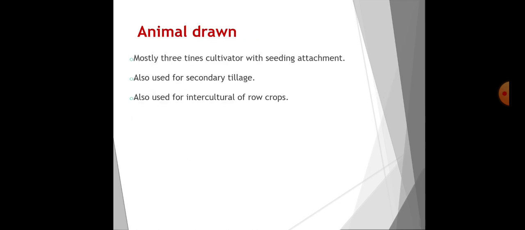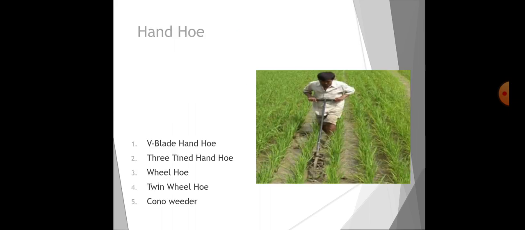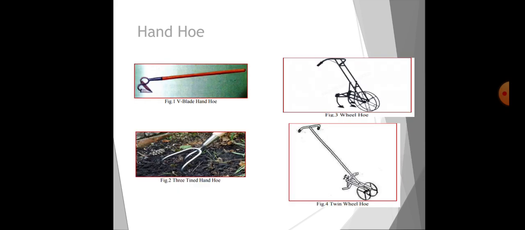Next, we see the animal drawn implement. Mostly 3-tine cultivators with seeding attachments are provided. It is also used for secondary tillage and for the interculture of row crops. Next, we see the different types of hand hoe used for removing the weeds. First, we see the V-blade hand hoe, a 3-tined hand hoe, wheel hoe, twin wheel hoe, then conoweeder. This picture shows the V-blade hand hoe, second the 3-tined hand hoe, then the wheel hoe and the twin wheel hoes.